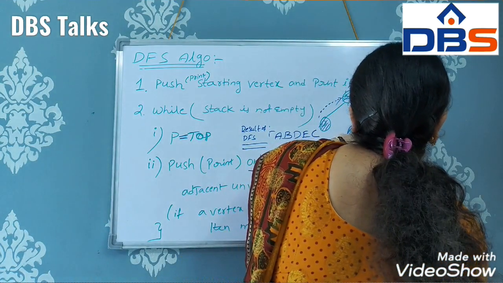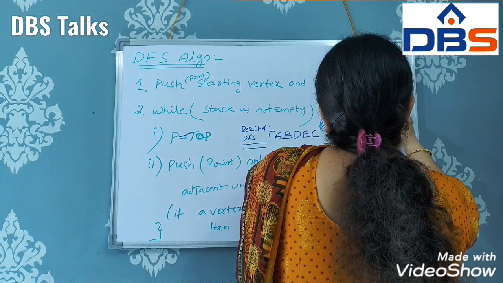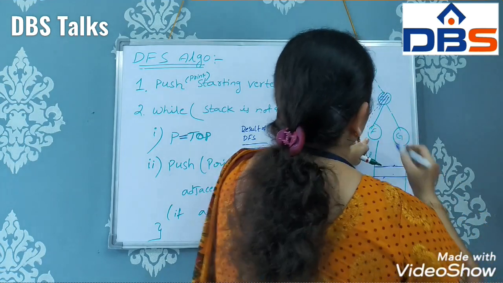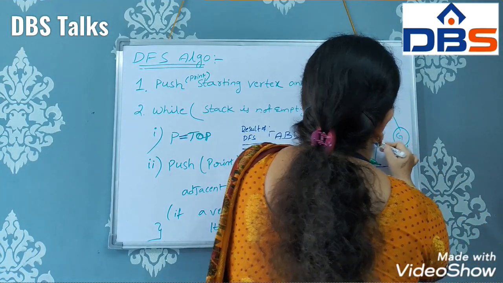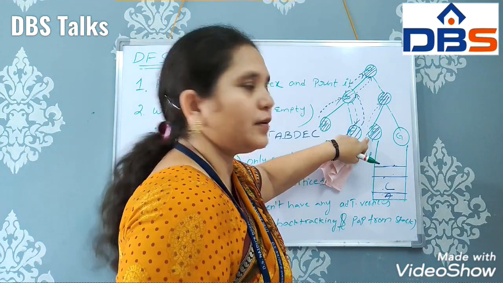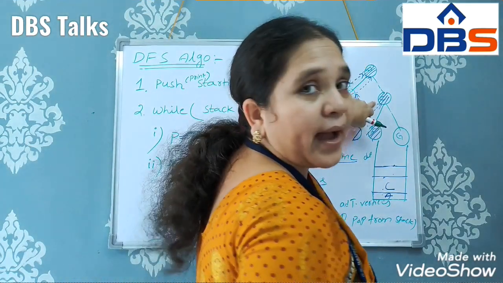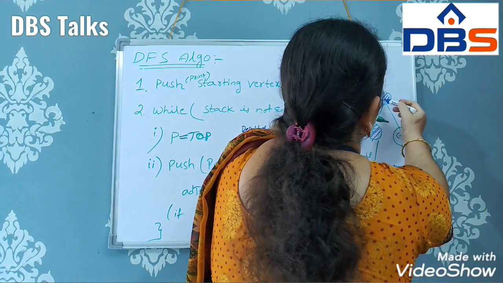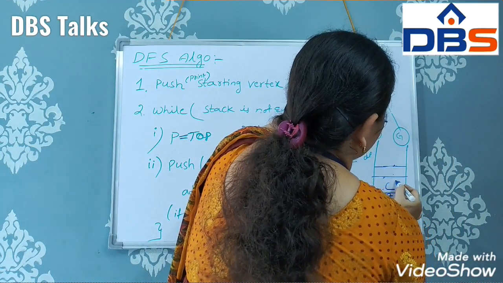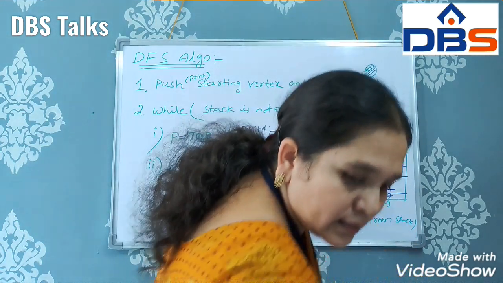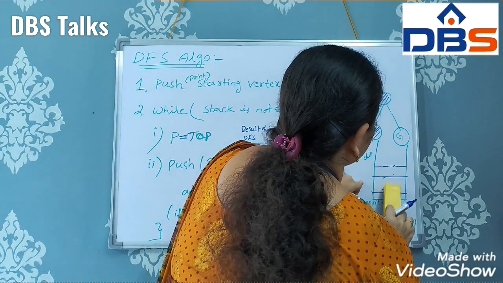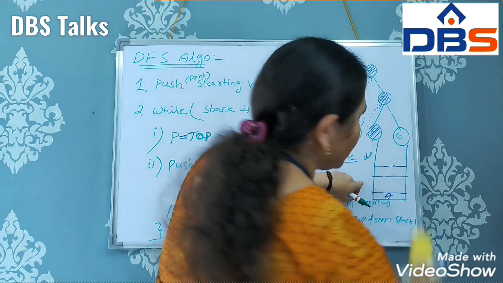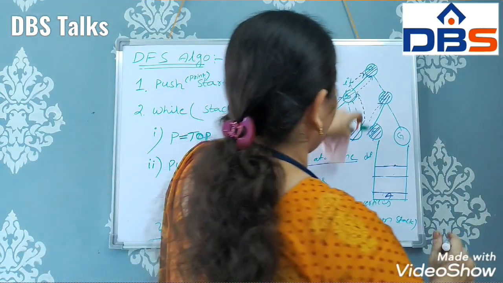Now we can make backtracking. Where do we have to go? To C. F is already visited. Now we perform the backtracking. We go to C. C is already visited, so we can pop C from the top of the stack.